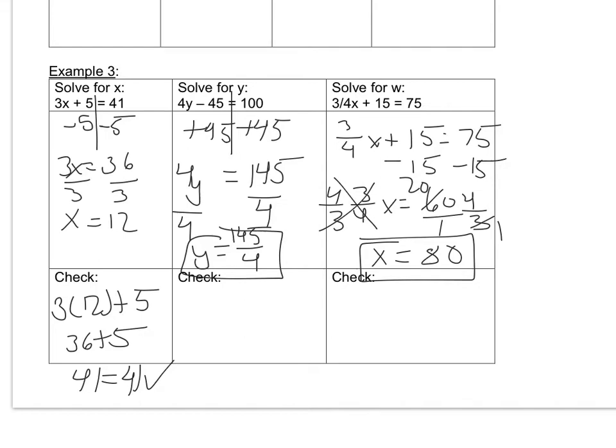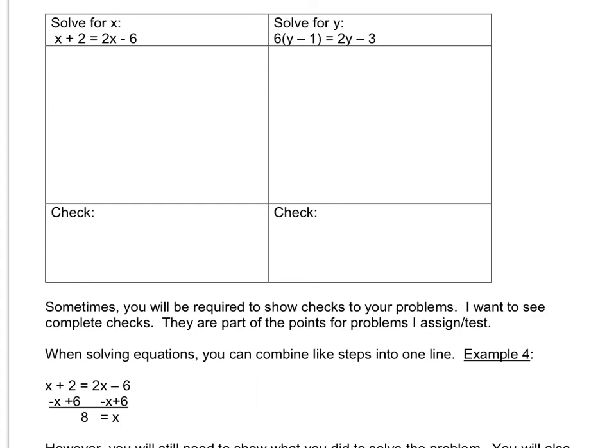Let's move on. Alright, so the big difference here is you have the variable on both sides. So see how it's bigger over here? So that means leave it there. Get rid of this one. So subtract the x. You get 2 equals x minus 6. Add the 6 over. You get x equals 8.